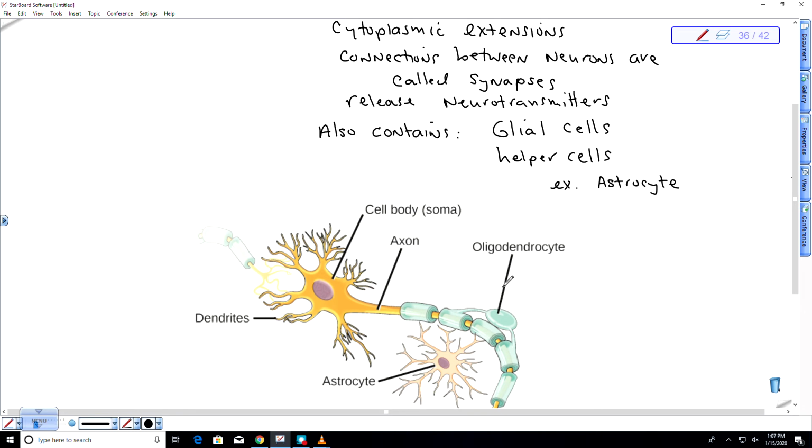And then we're going to talk about these cells, the oligodendrocytes in the brain, which produce myelin. And myelin is like insulation. And you might have heard of Schwann cells, which are very similar to oligodendrocytes, but they're found in our peripheral nervous system. So nervous tissue, glial cells are associated with nervous tissue.